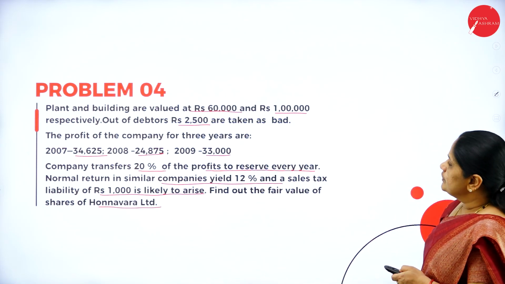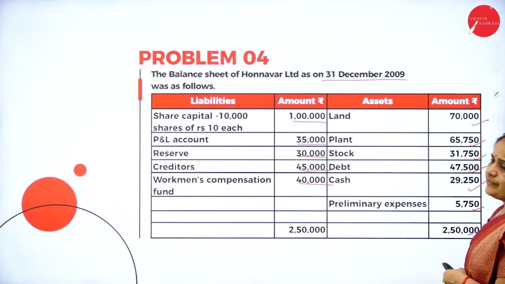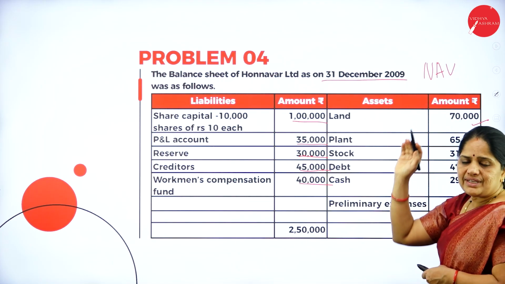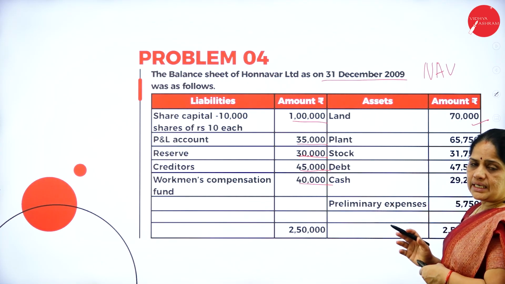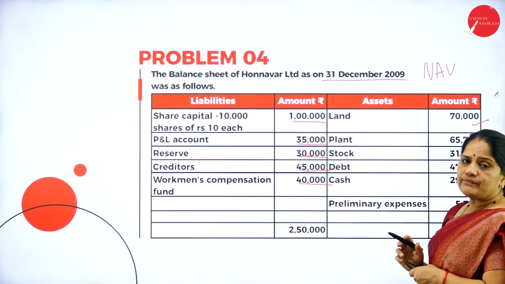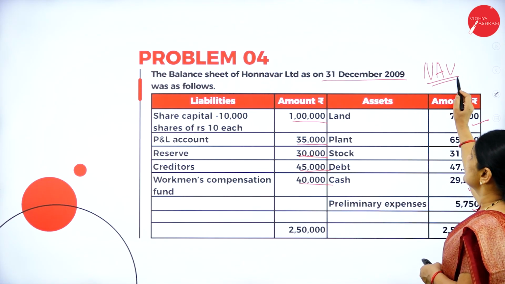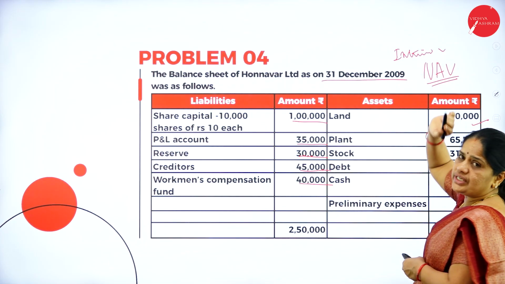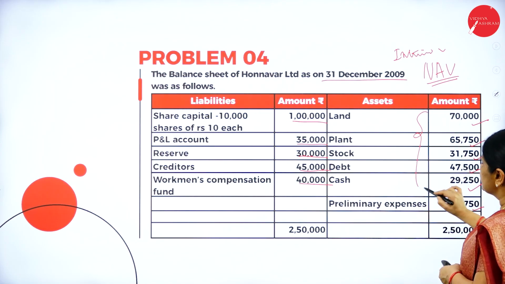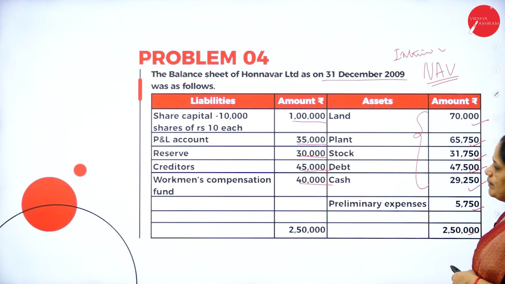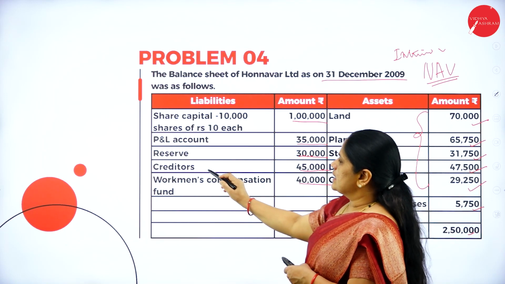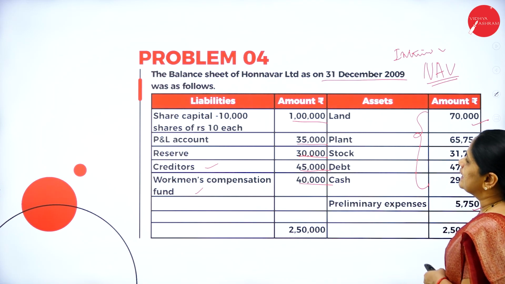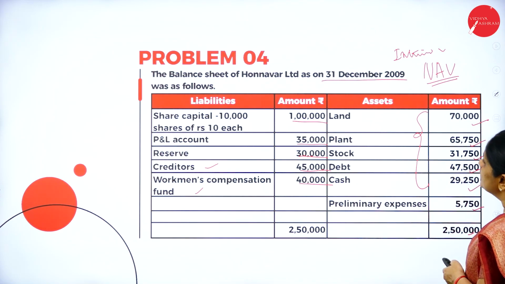If you analyze the problem here, it is a problem based on the net asset value. When they have given you the assets and the liabilities, it means that you have to calculate the value of the shares based on the net asset value, or we also call it the intrinsic value of the shares. You take into consideration all the assets of the company minus the liabilities. Whatever liabilities are there, you deduct. From that you get the net asset value available.